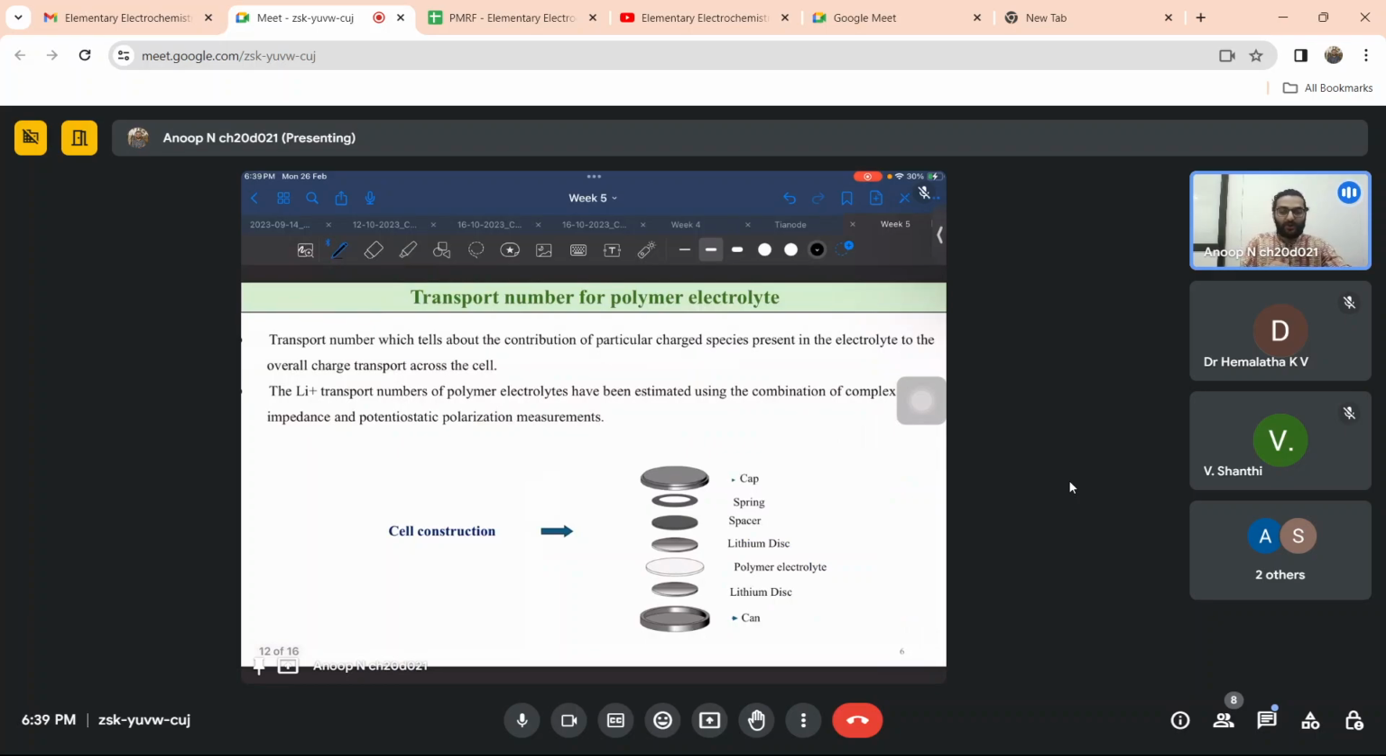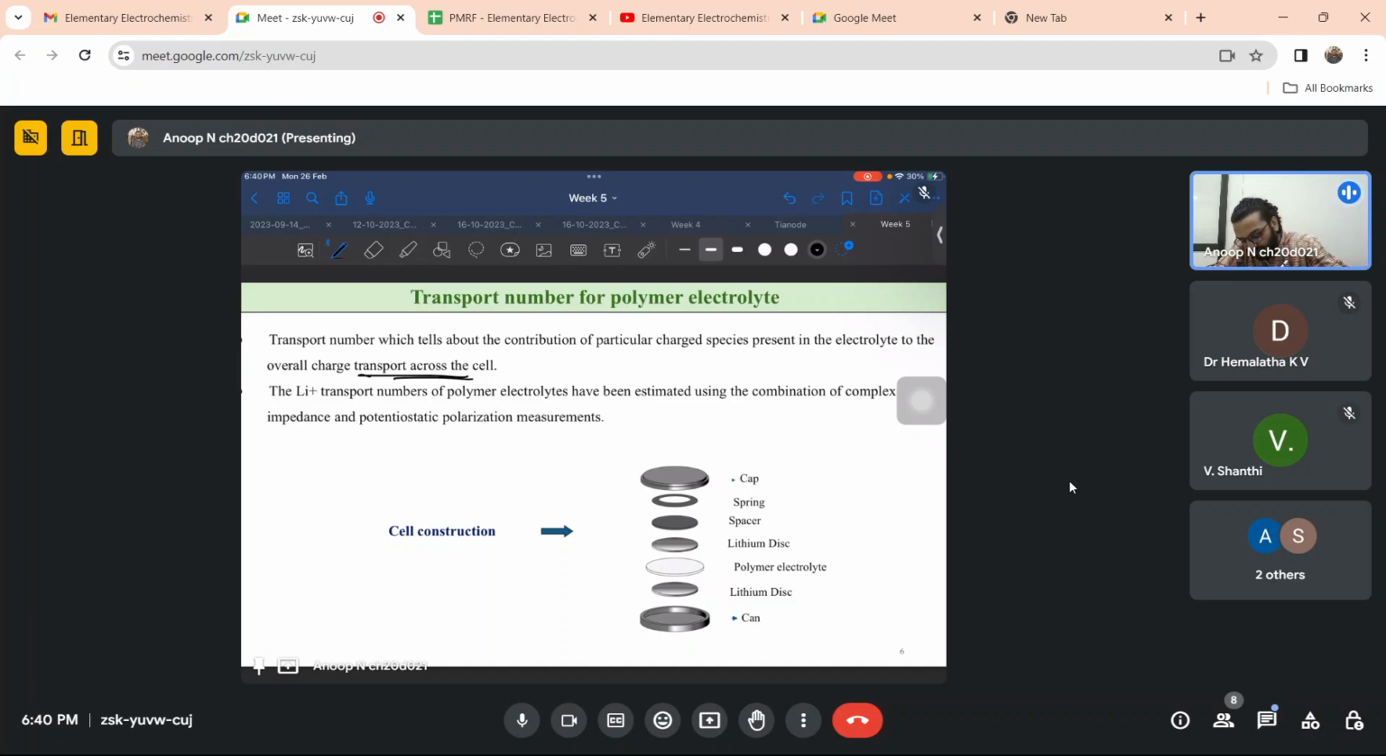But this is not for exam. I just want to show how in the laboratory we used to calculate transport number. So what is transport number? Transport number tells about the contribution of a particular charge species present in the electrolyte to the overall charge transport across the cell, that is, the charge transported by a particular anion or cation relative to the overall charge transport.